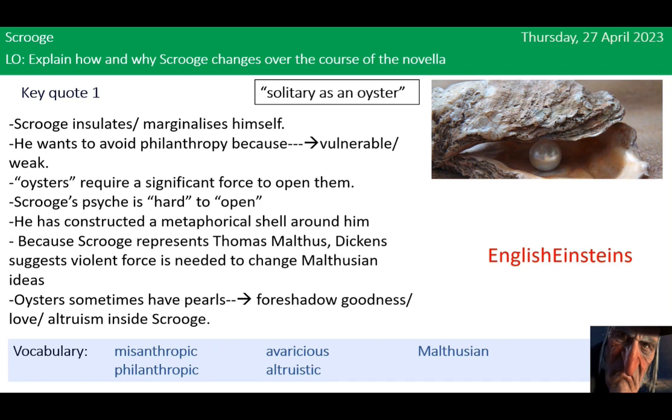This word metaphorical is very important to your analysis, showing that you know what techniques have been used here. Because Scrooge represents Thomas Malthus, we're relating to the question, Dickens suggests violent force is needed to change Malthusian ideas. But oysters do sometimes contain pearls, which could foreshadow goodness, altruism inside Scrooge.